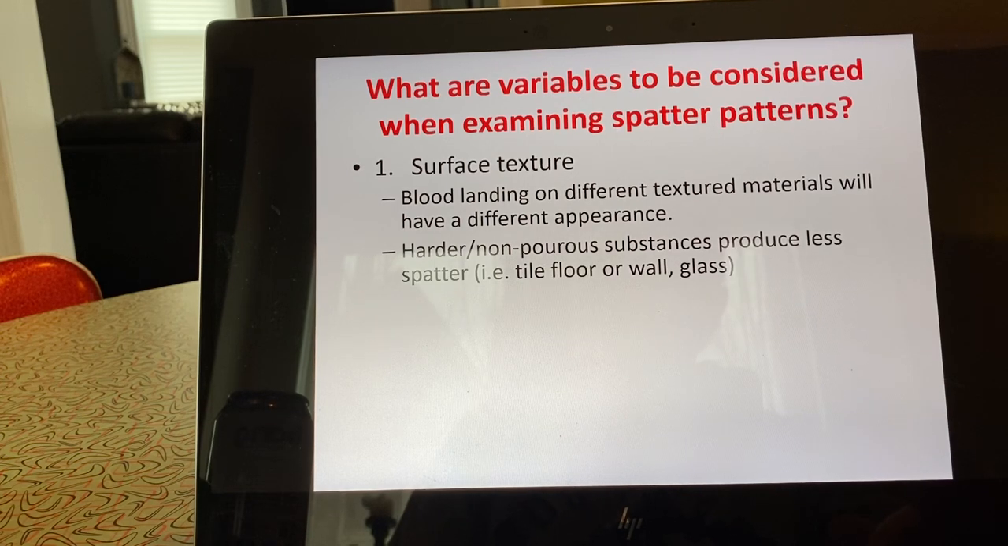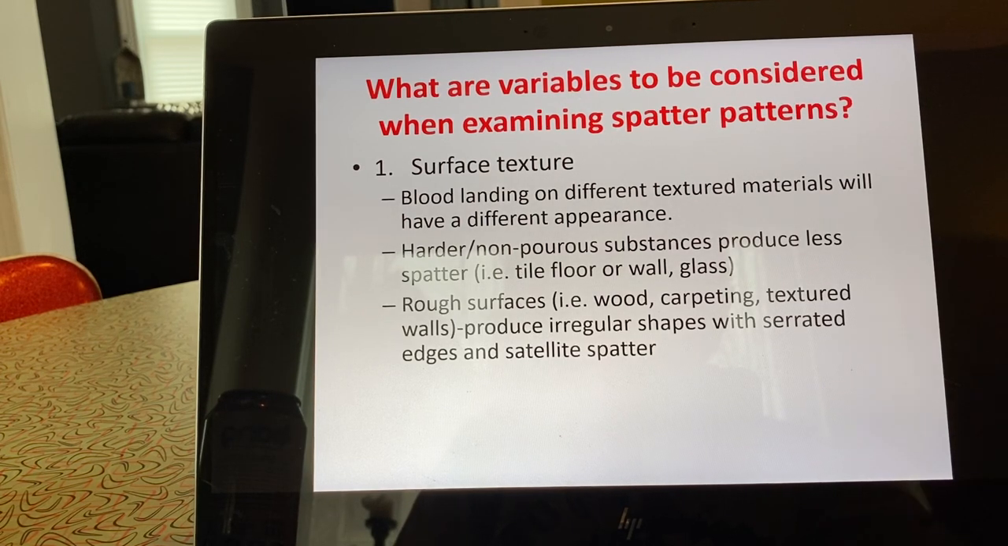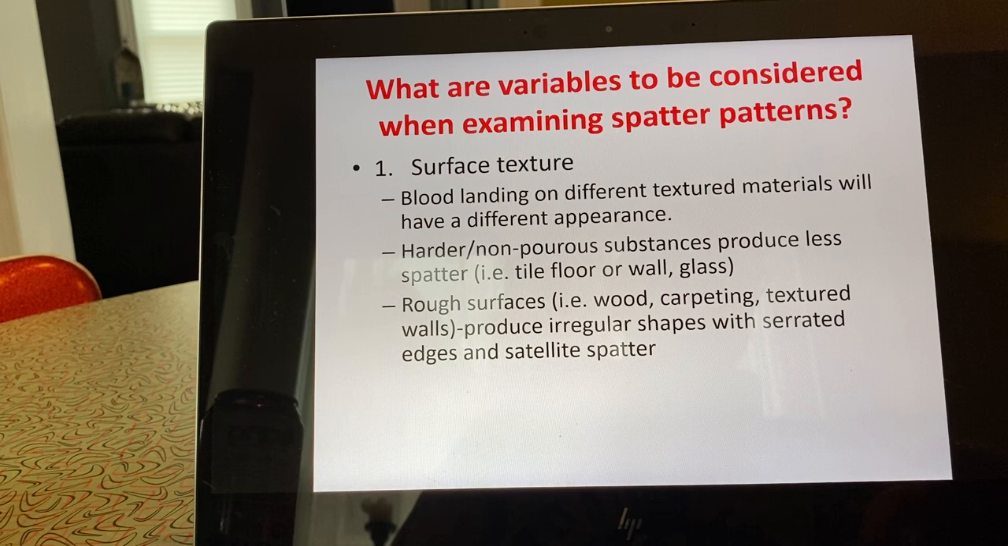But if you would drop that blood from the same distance onto a rough surface, like a pile of firewood, carpeting, which has a bunch of texture, thicker ply carpeting, popcorn ceilings, any type of textured surface, then even if it's dropped passively from directly above, the shapes aren't gonna look round. They're gonna look different, very irregular. It's gonna be more serrated. It's gonna have more satellite spatter.